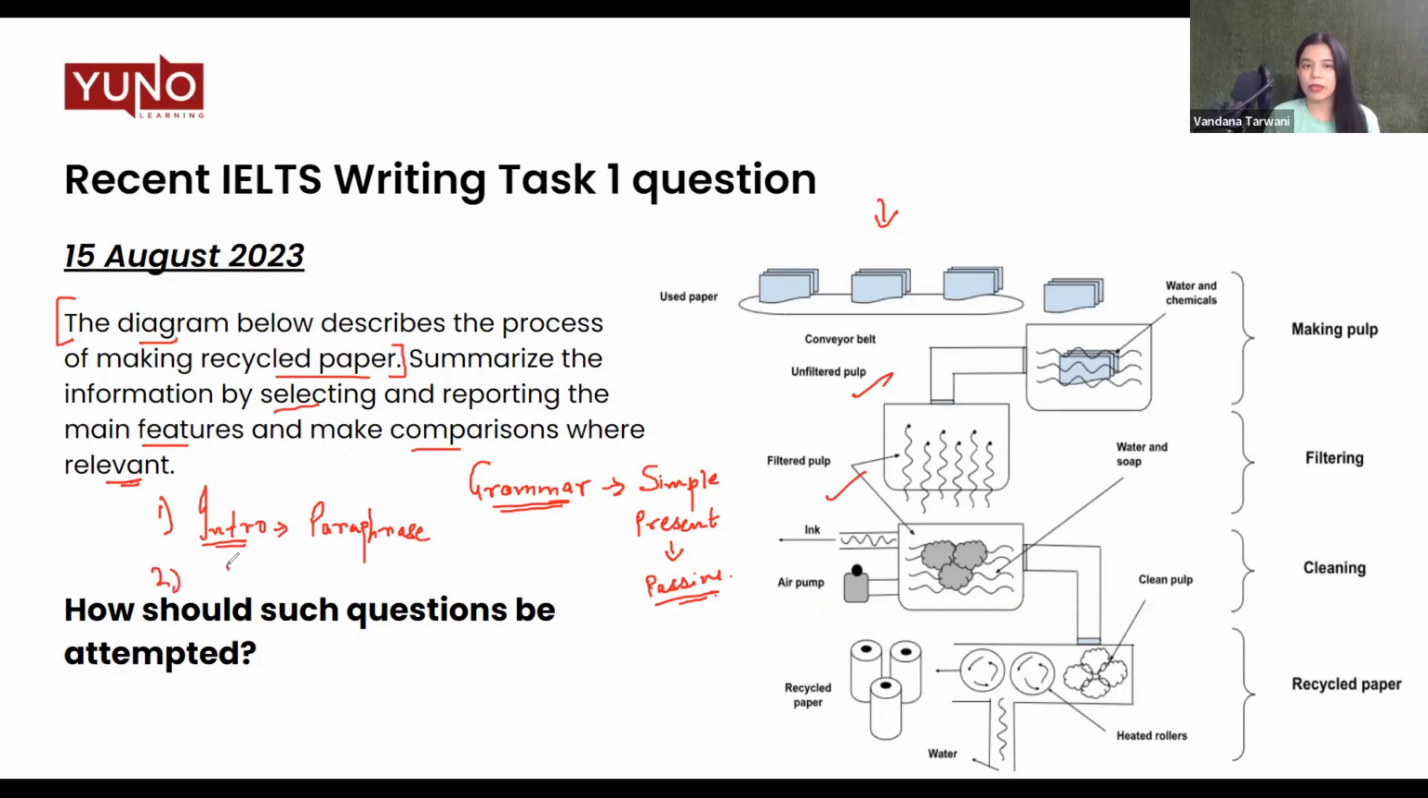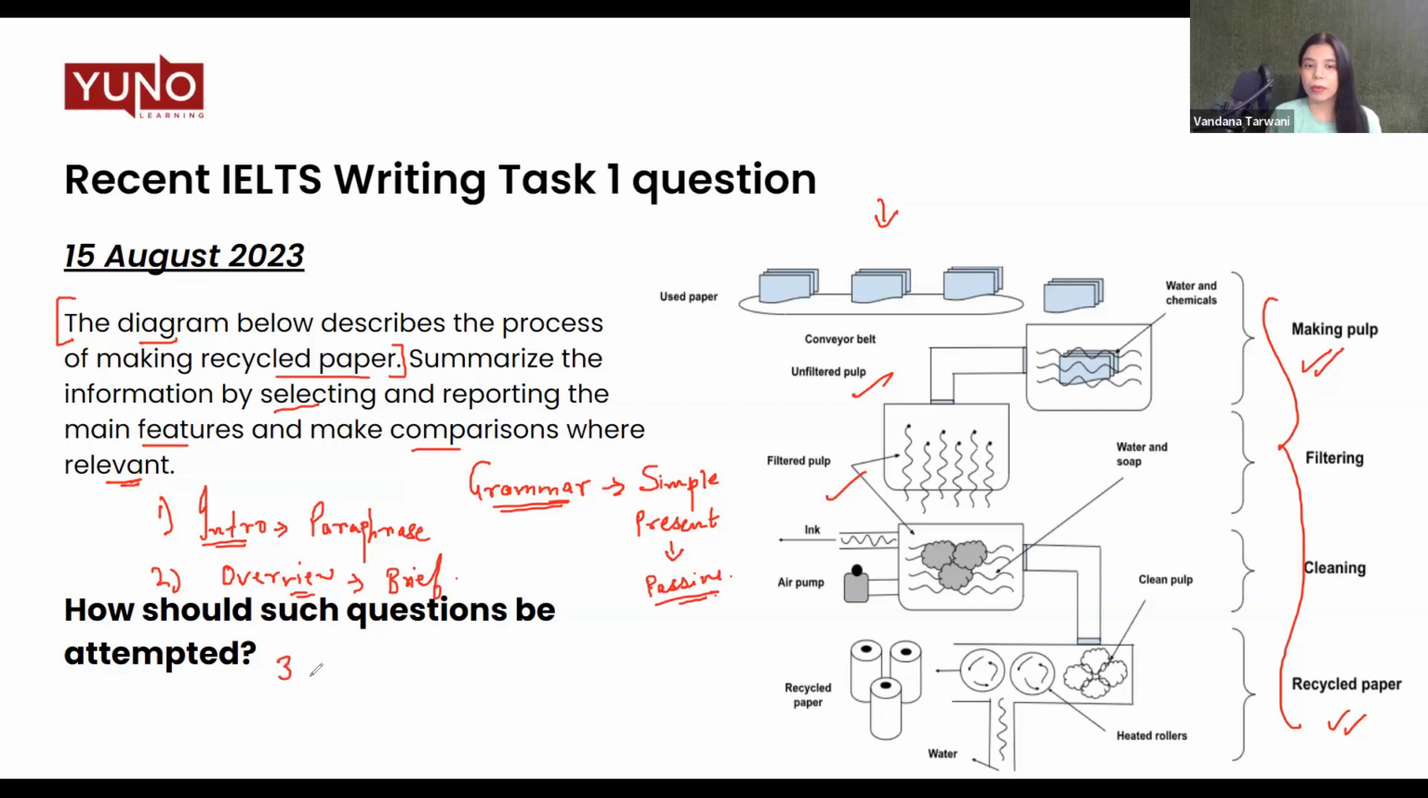The second step is going to be your overview paragraph, which is incredibly vital. It is absolutely vital for you to write the overview paragraph. And what exactly goes into it? You are going to summarize the entire diagram here. Summarize as in you are going to write about the entire diagram in brief. That means starting from the very first step, that is making pulp, to the last step, that is recycle paper. You will talk about the entire thing, but you will not elaborate. You will talk about the entire thing in probably 2 to 3 steps only. So it has to be brief.